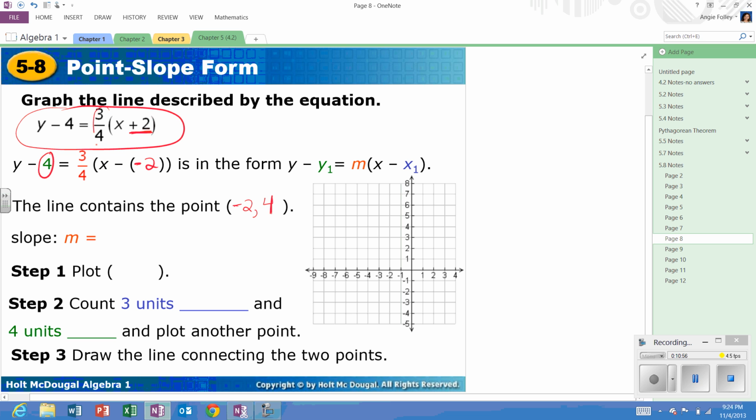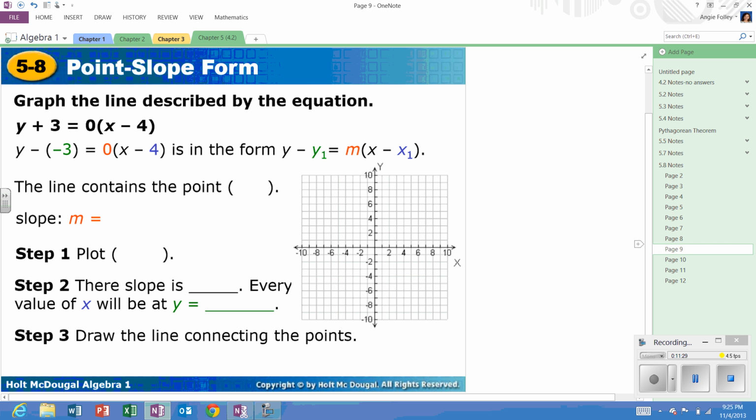Your slope is given as 3/4. So step 1 is to plot that point that's on the line. So we're going to go over -2 and up 4. And step 2 now is to count 3 units up and 4 units to the right because it's our rise over our run. So 1, 2, 3, 1, 2, 3, 4. I put a point at that new spot and I connect my lines and you have just graphed that line.